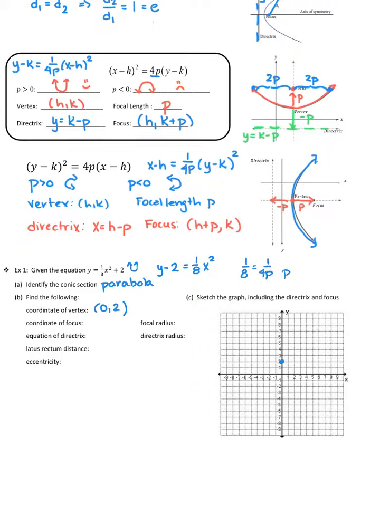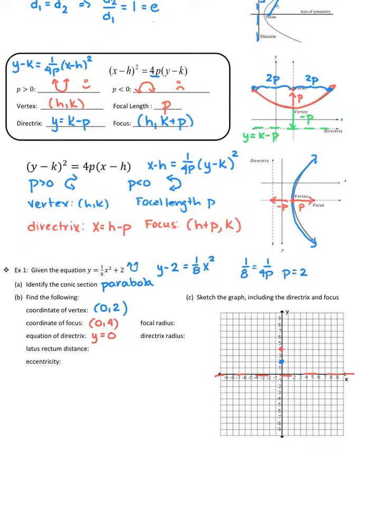So that tells me that p is a distance of 2. So I'm going to come up a distance of 2 and go back a distance of 2 to draw my directrix. And so now I can see that the coordinate of my focus is going to be 0, 4, and the equation of my directrix is actually y equals 0.